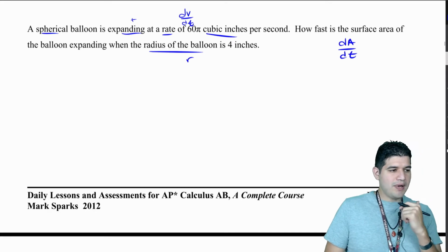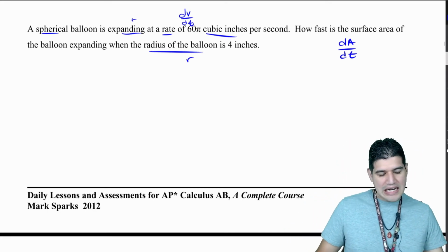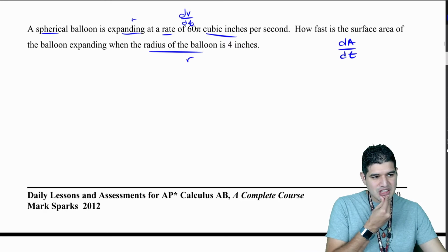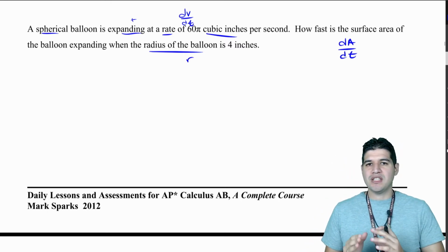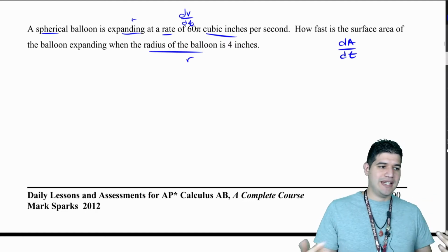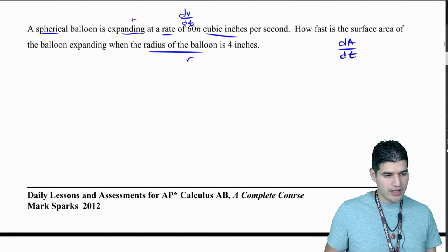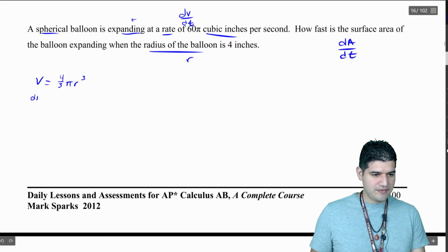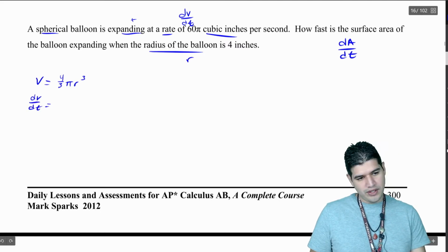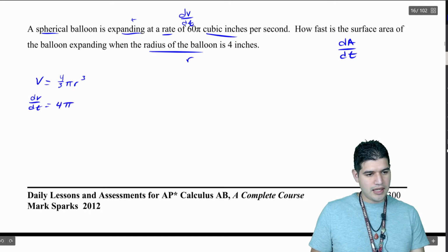So you might be thinking, how are volume and area related here? Well, let's just start with the dV/dt and see what we can do from there. This might be something where we're going to solve for other variables and then substitute into another function later. So let's get volume equals 4/3 pi r cubed. And if I take this derivative, I have dV/dt equals, bring that 3 down, so that's going to be 4 pi r squared dr/dt.